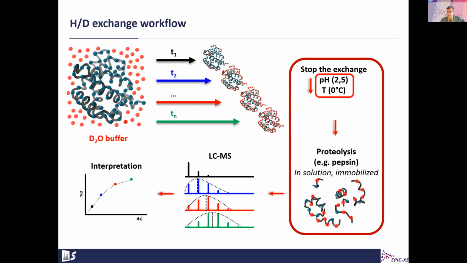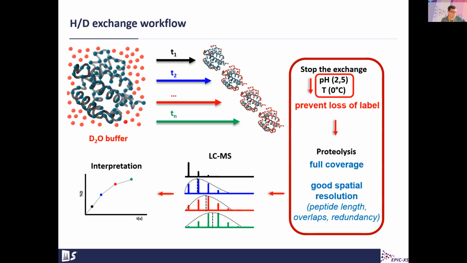And we have to balance two things. One is that we have to prevent the loss of the label. As Frank nicely introduced, in HDX the labeling is not stable and you are losing it over time. So you have to keep the pH low, the temperature low, and you have to run fast. But at the same time, you want to digest the protein efficiently. And not only to get some peptides, but you always want full coverage, so you have information about the entire protein structure.